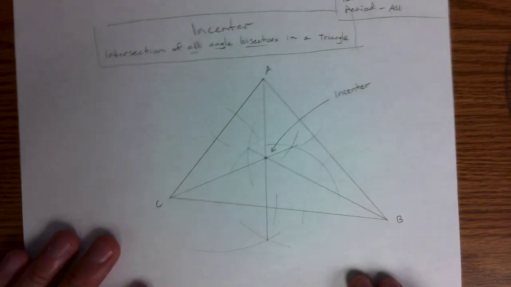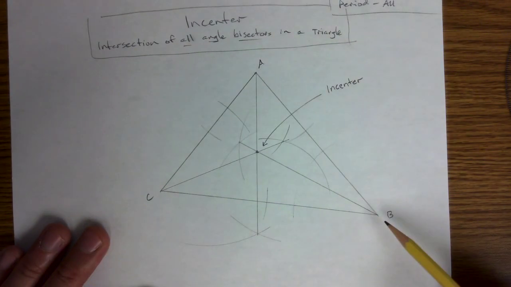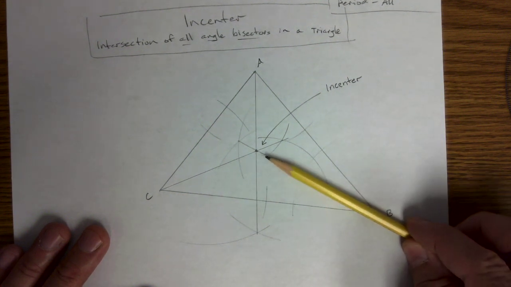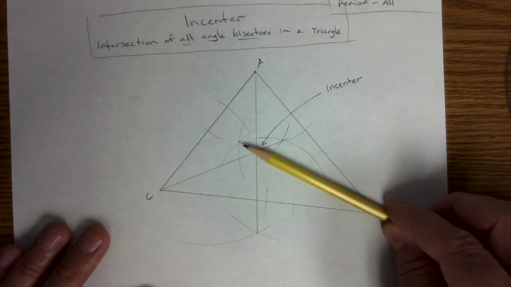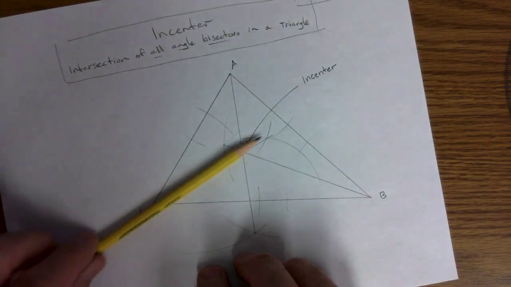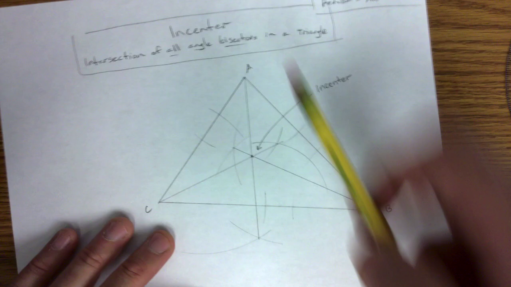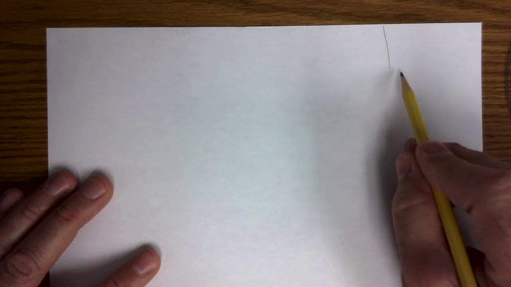If you remember back when we did the incenter, it was the intersection of all the angle bisectors. Each angle we bisected, and wherever they intersected is called the incenter. So in this exercise, you're going to draw what's called a circumcenter, and I'll show you how to do that. First of all, like always, put your name, date, period there.